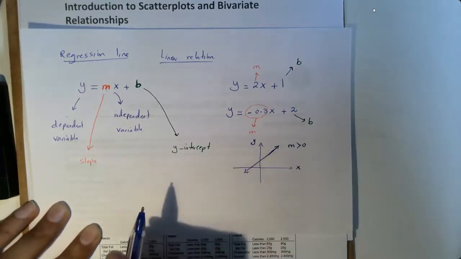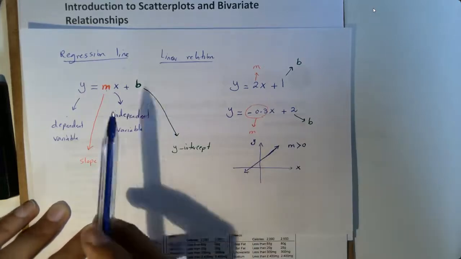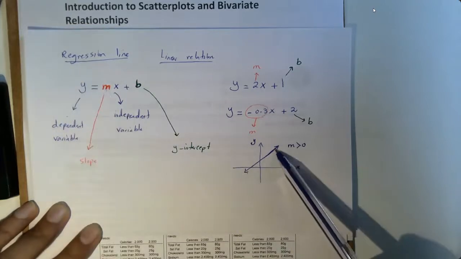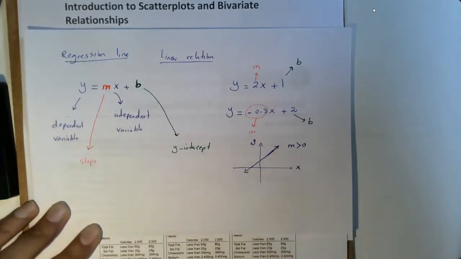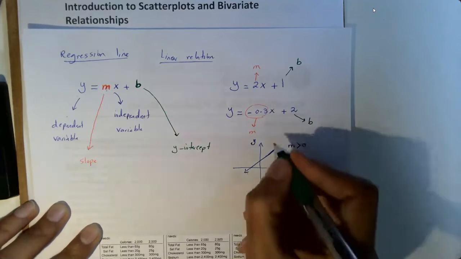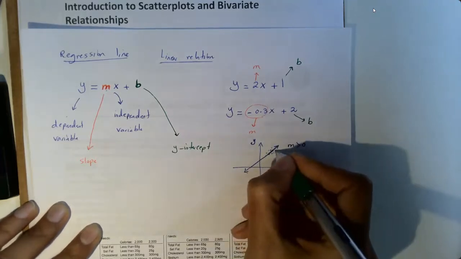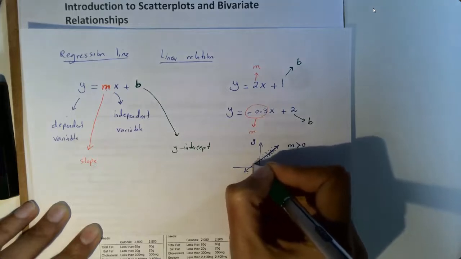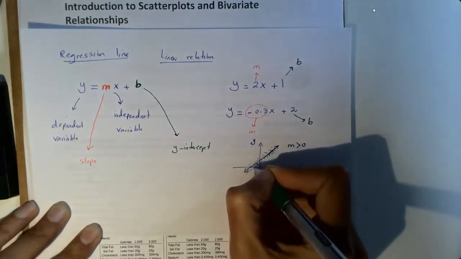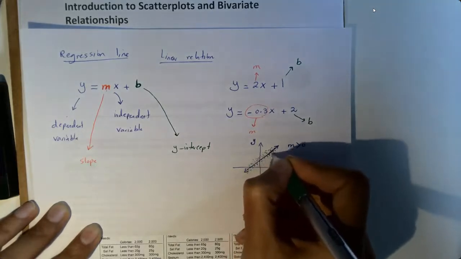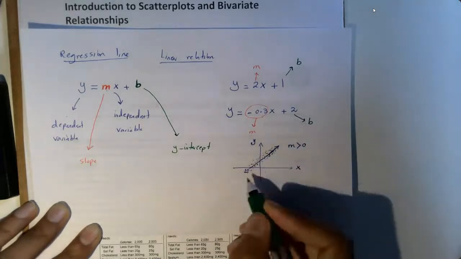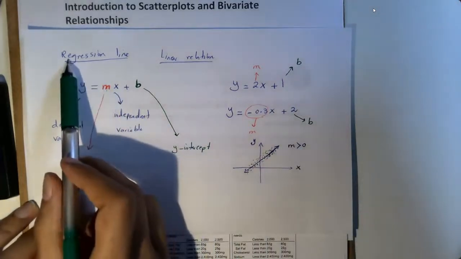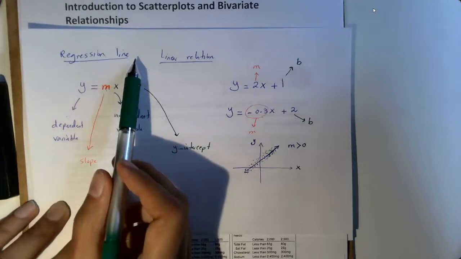When it comes to statistical analysis using a regression line, we don't have the nice graph that you see here. Instead, we have a lot of dots in the plane, and this line is the line of best fit that fits into the data. That's why we call it the regression line.